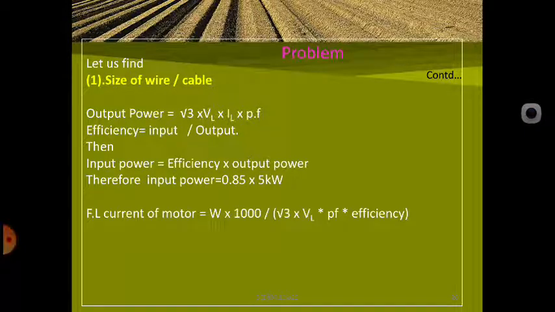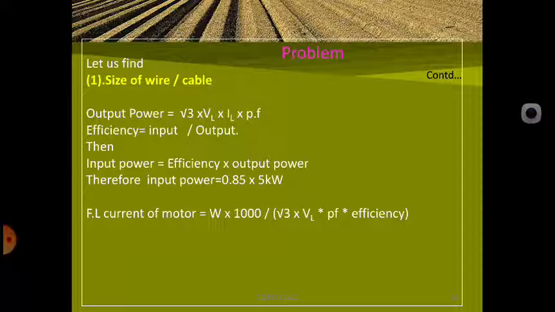Now we are going to find the full load current. Full load current is equal to total power by √3 VL I cos phi. This is what we are given, so we require the current. So the full load current is equal to W into 1000, that is the kilowatts, by √3 VL into power factor into efficiency.